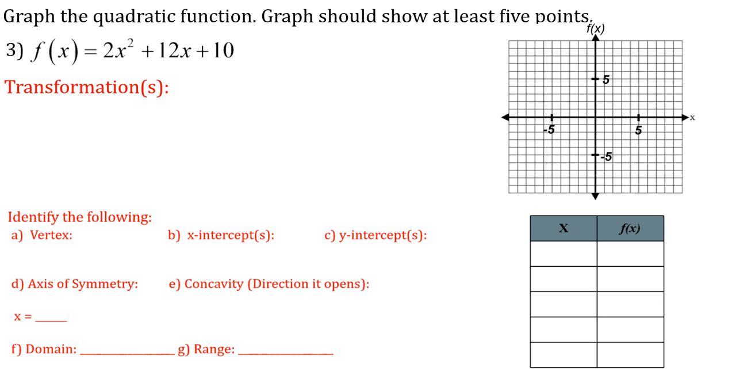In this example, we want to graph the quadratic function. Remember, a graph should have at least 5 accurate data points plotted to get the exact curve needed for these quadratic functions. Now, when you look at the function, you always want to ask yourself, what form is it written in? And so here we've got f of x equals 2x squared plus 12x plus 10. This function is written in standard form.